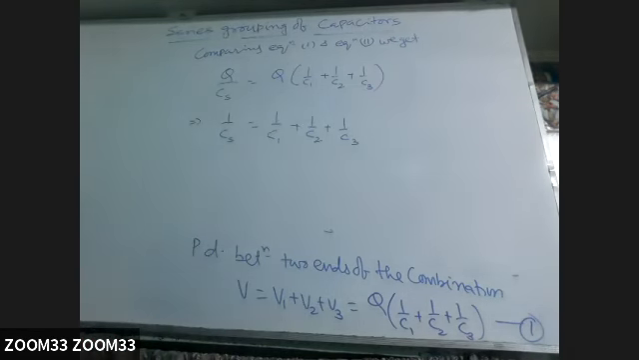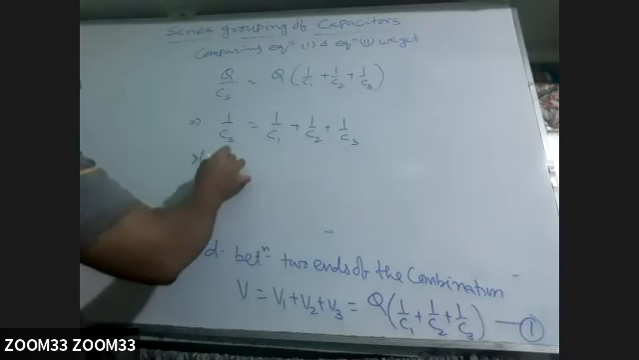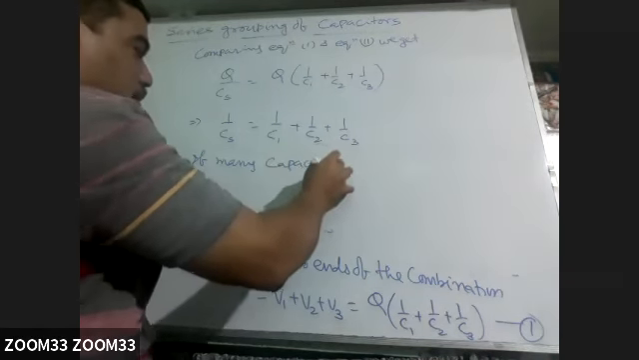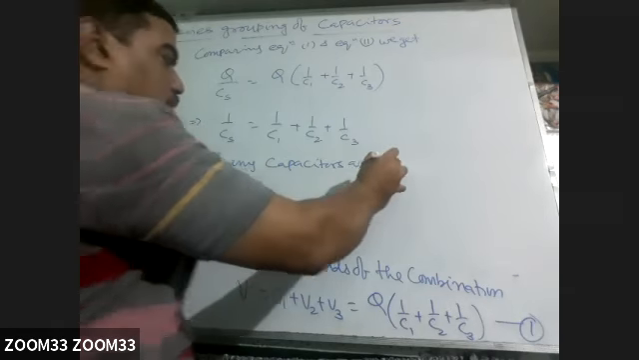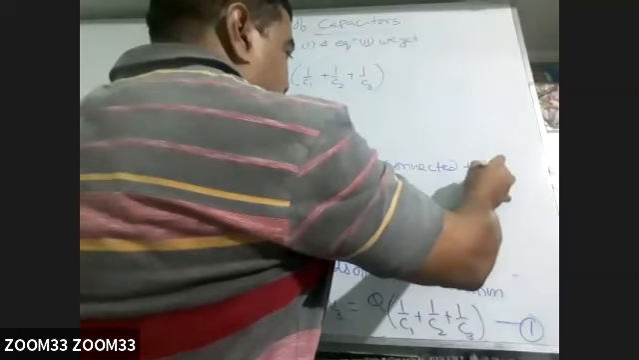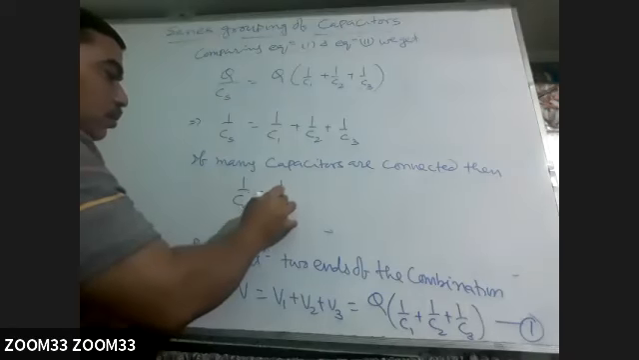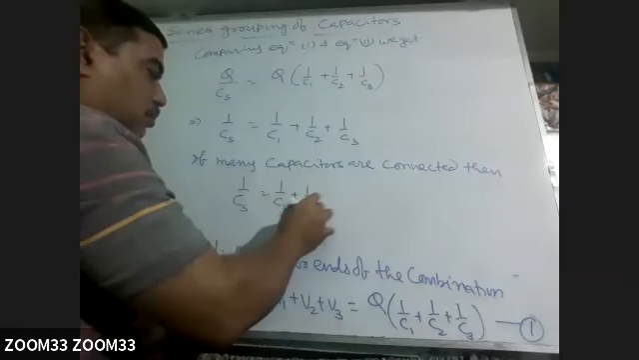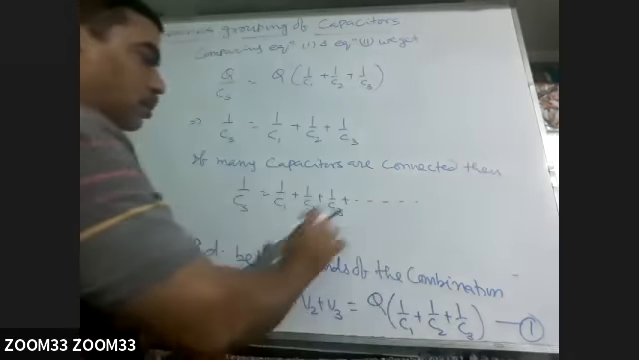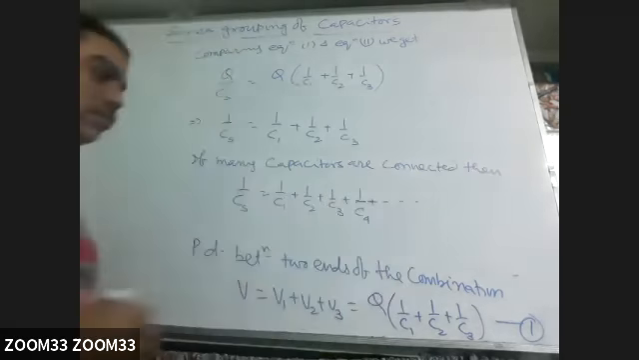If many capacitors are connected, then what will be? This 1 by CS will be 1 by C1 plus 1 by C2 plus 1 by C3 plus so on, 1 by C4 plus whatever.